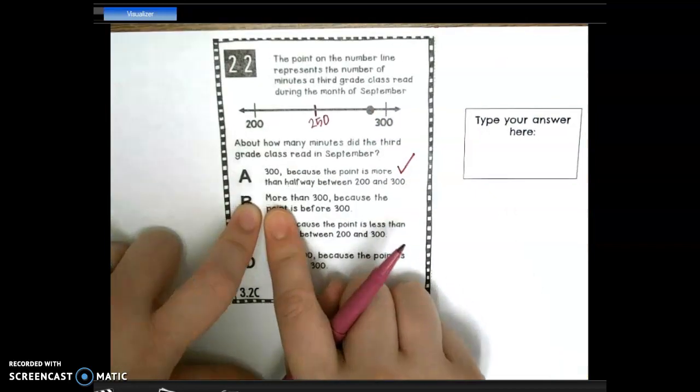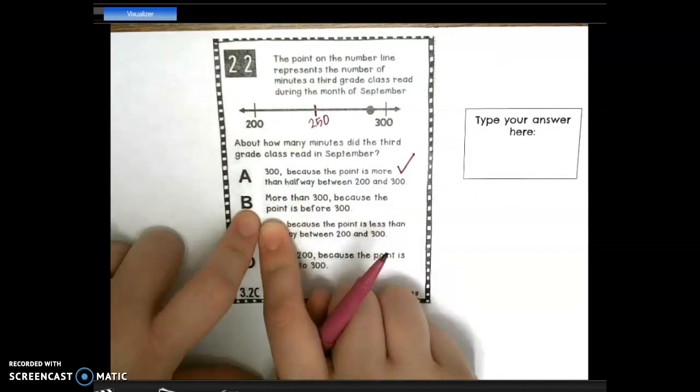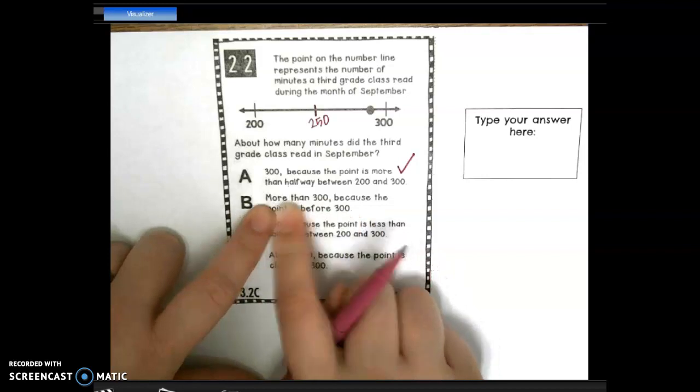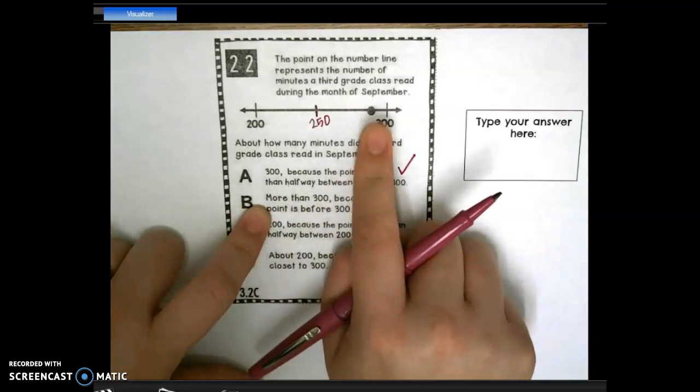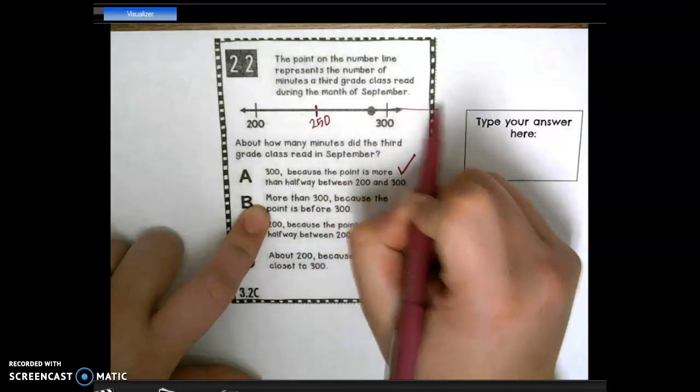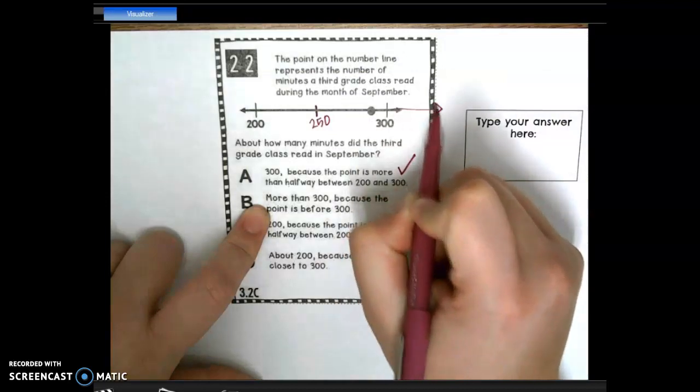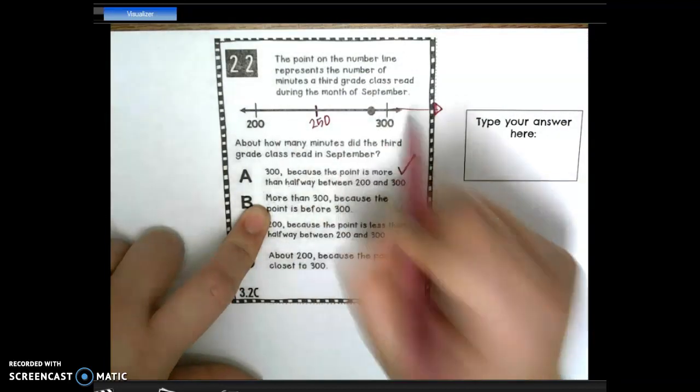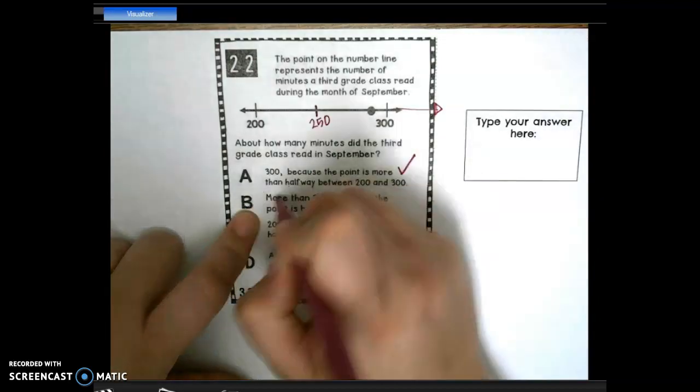Did they read about more than 300 because the point is before 300? More than 300? More than 300 would be extended this way. Anything before 300 on your number line is going to be less. So that is wrong.